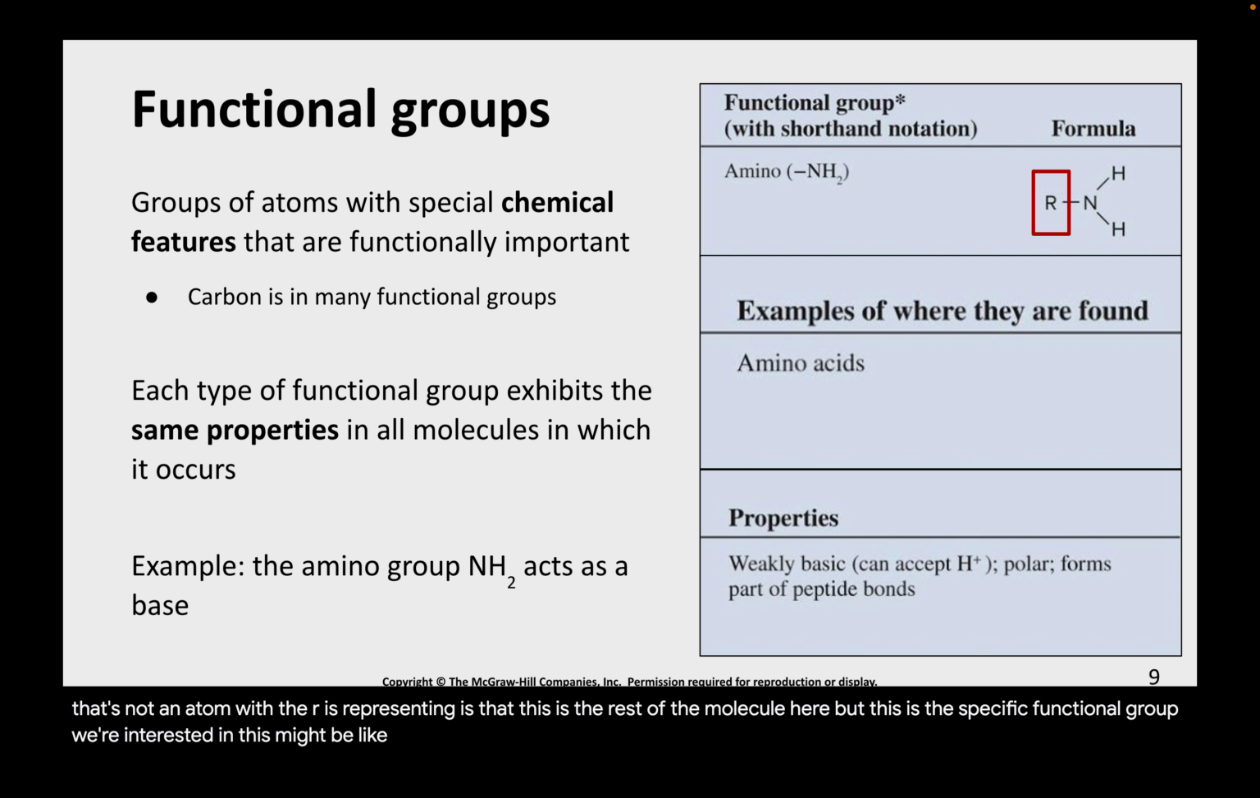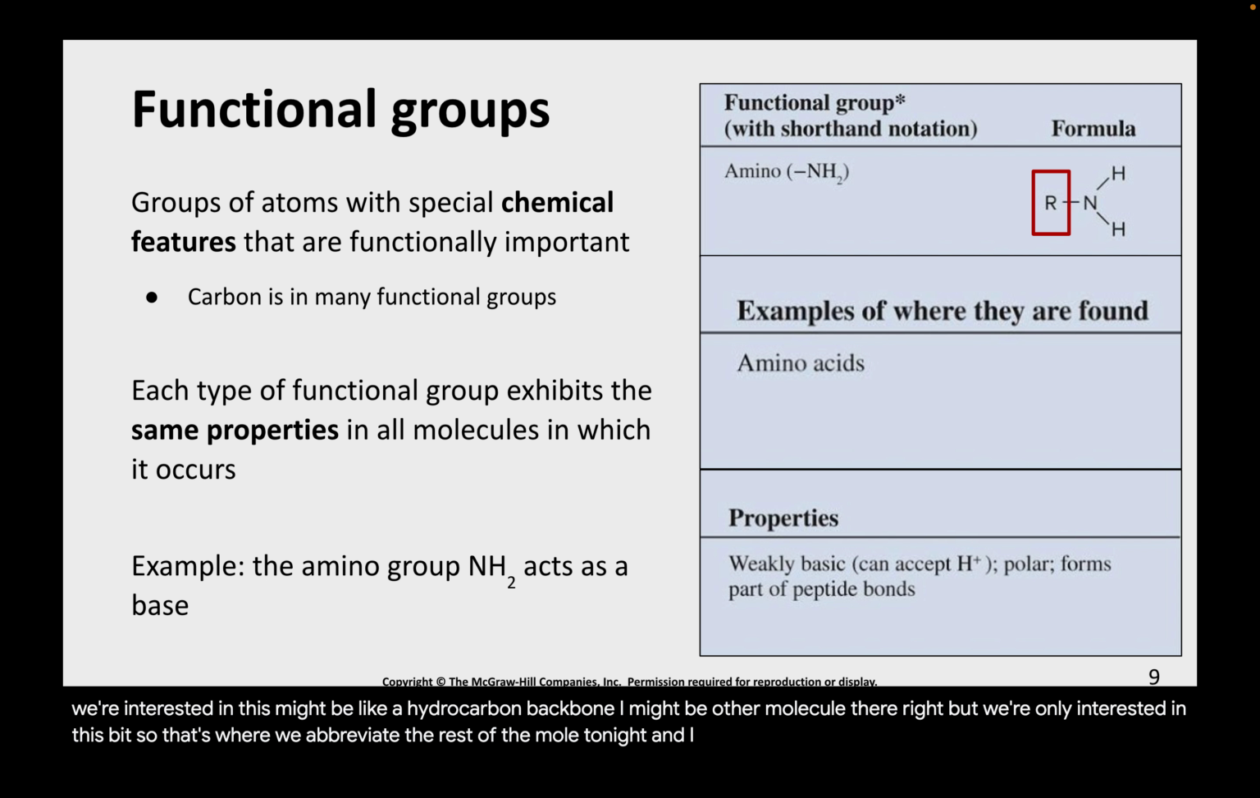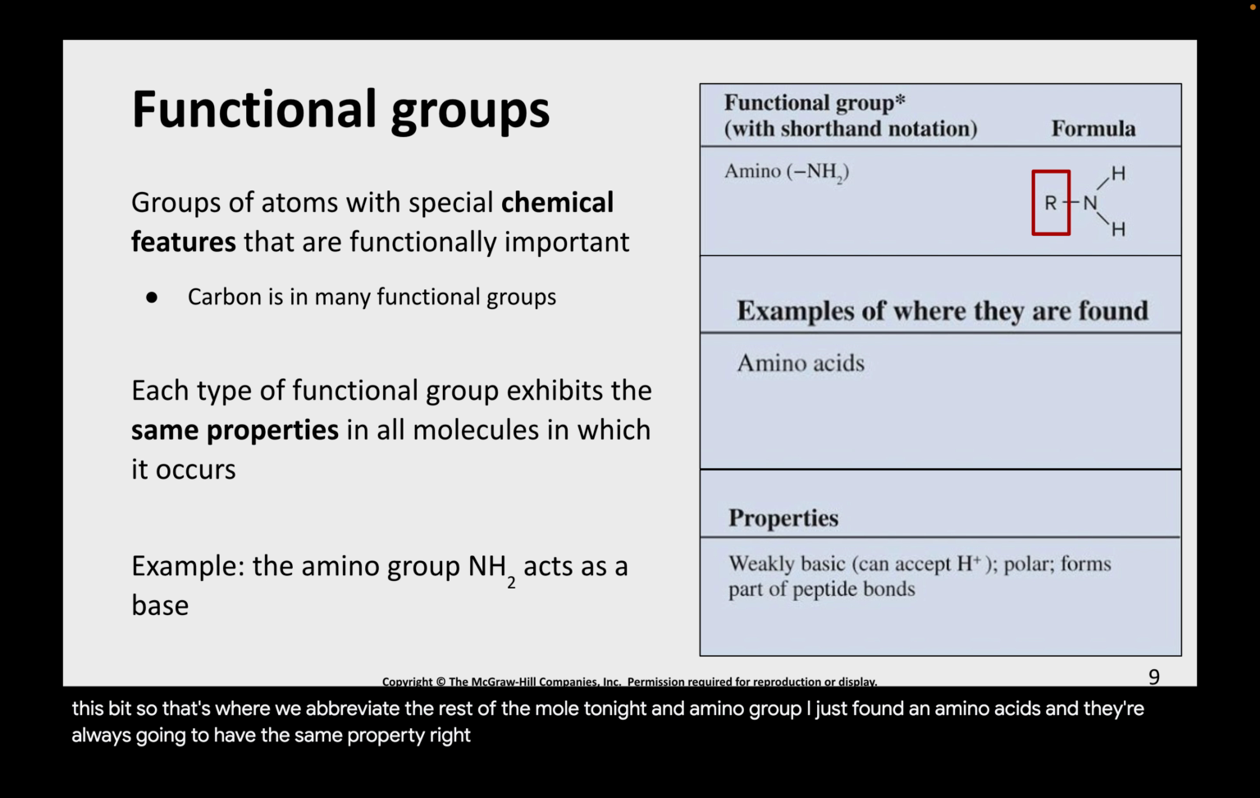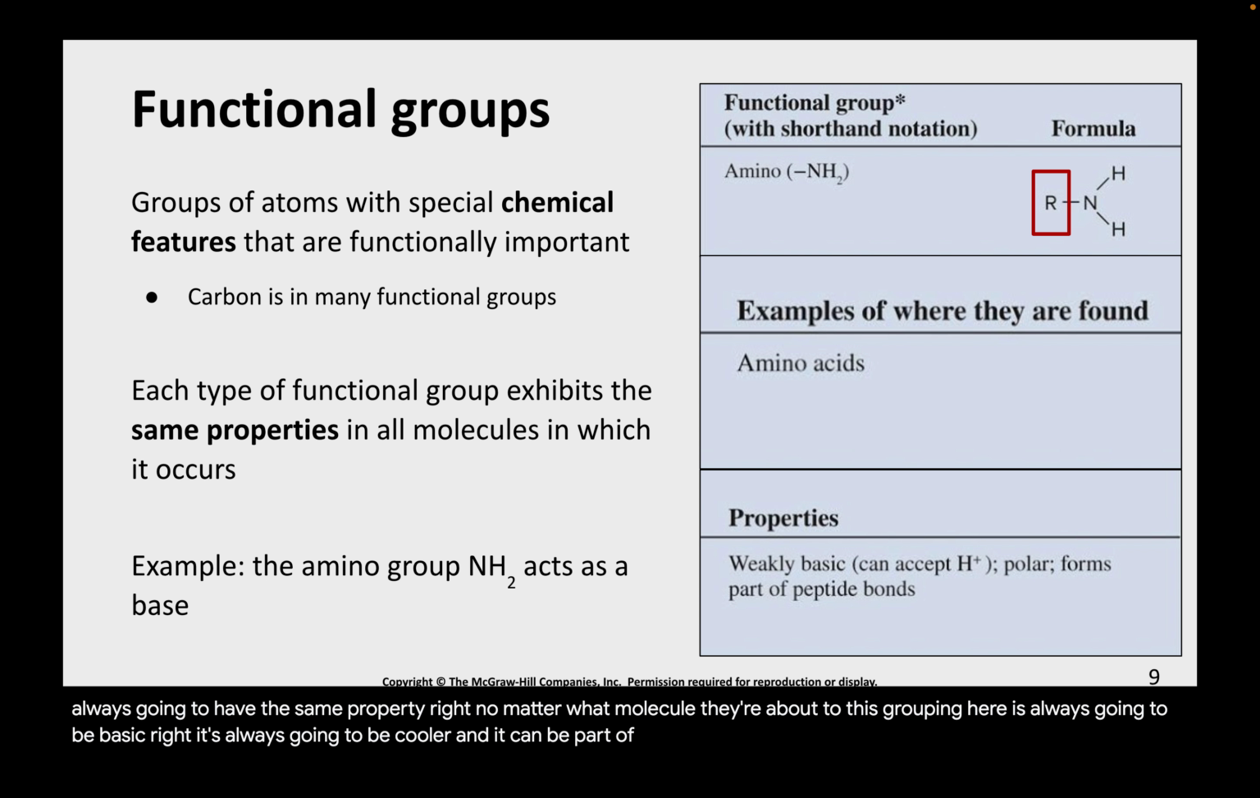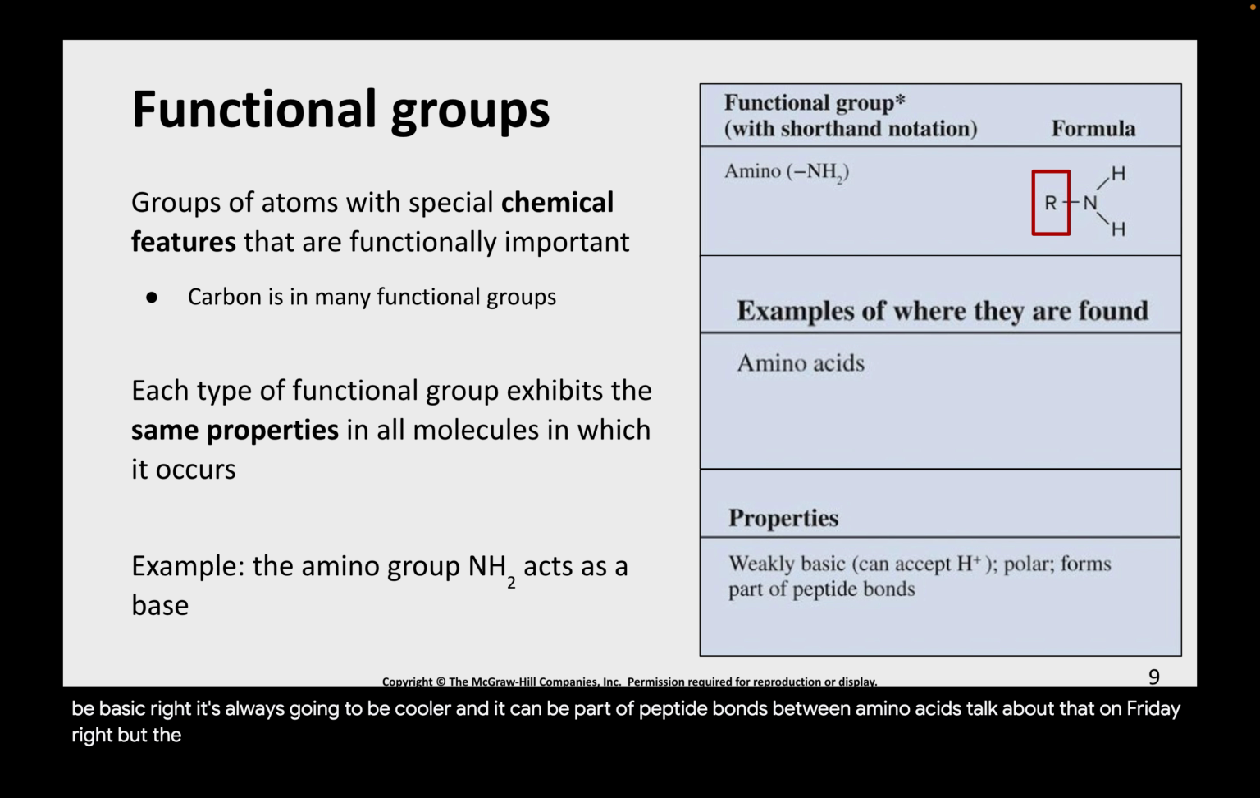This might be like a hydrocarbon backbone, or might be another molecule there. But we're only interested in this bit, so we abbreviate the rest of the molecule with R. An amino group is found in amino acids, and it's always going to have the same property no matter what molecule it's bound to. This grouping here is always going to be weakly basic. It's always going to be polar, and it can be part of peptide bonds, which is a type of covalent bond between amino acids. We'll talk about that on Friday. But the function is always going to be the same.